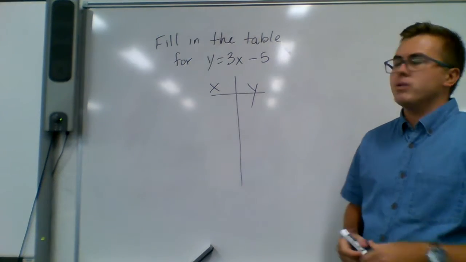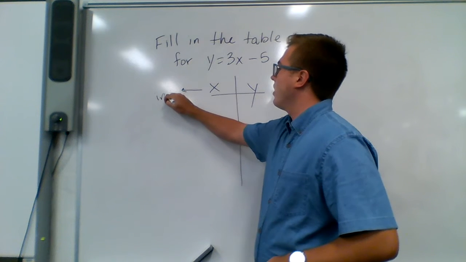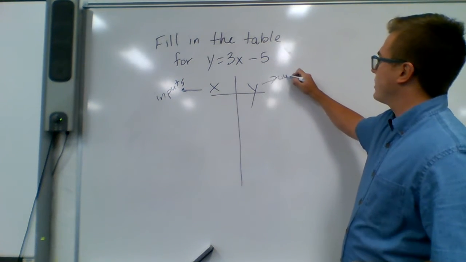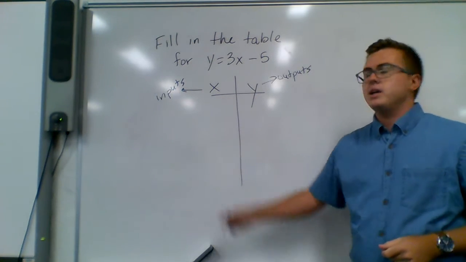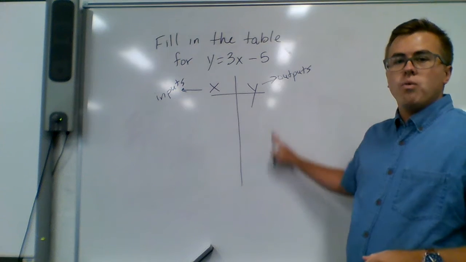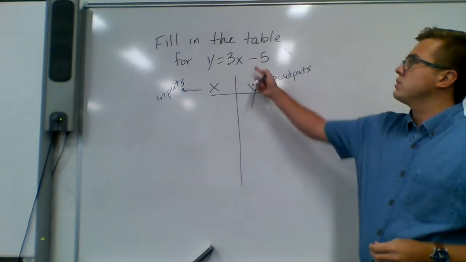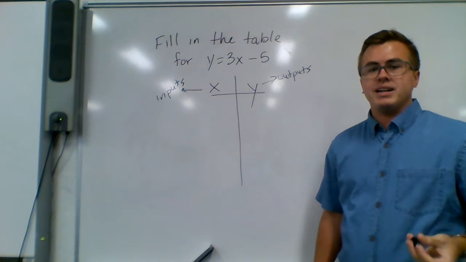But just for a refresher, remember that x, those are typically our inputs, which means that y, those are typically our outputs. So we want to know, okay, if we input different things for x, what comes out as our output for y? And this one, it says fill in the table for y equals 3x minus 5.